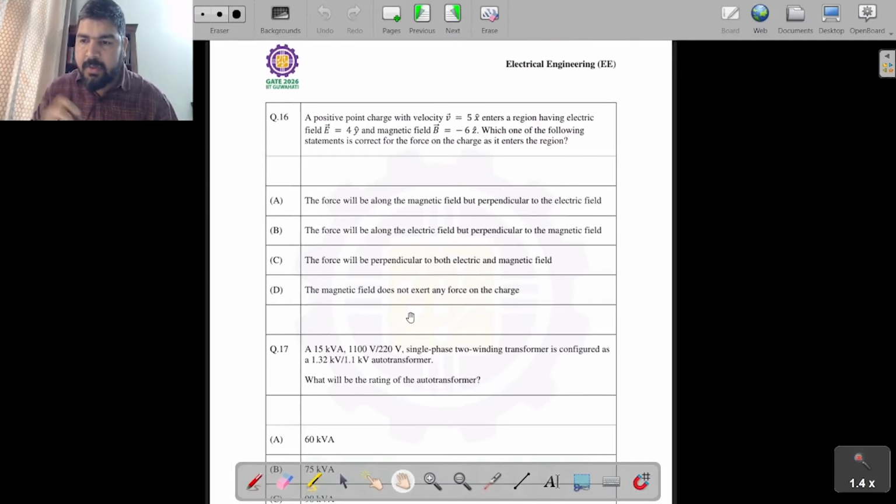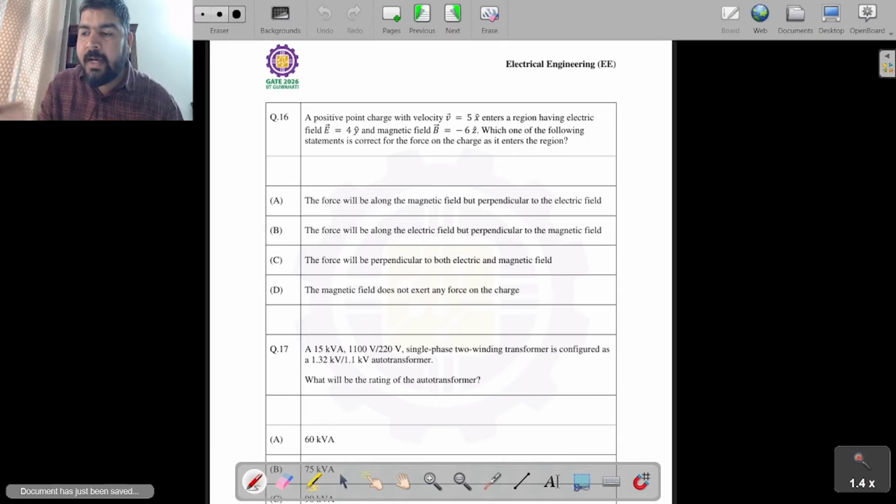So we have this question number 16. This is again from EMFT. The question says a positive point charge with velocity 5 cap enters a region having electric field 4 cap, and the magnitude of the magnetic field in the region is -6 cap. Which one of the following statements is correct for the force on the charge as it enters the region?